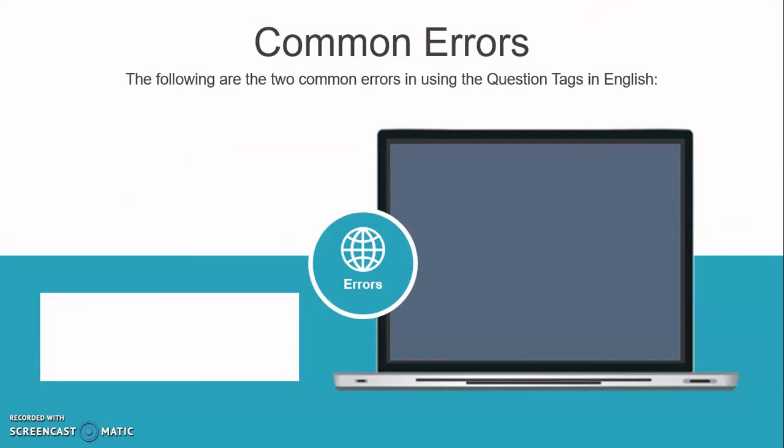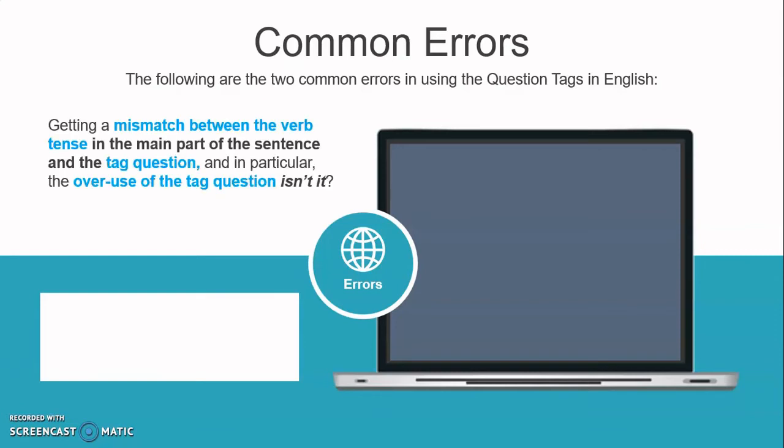Now let's come to see common errors that many people make. The following are two common errors when we use question tags in English. These are getting a mismatch between the verb tense in the main part of the sentence and the tag question. And in particular, the overuse of the tag question, isn't it?